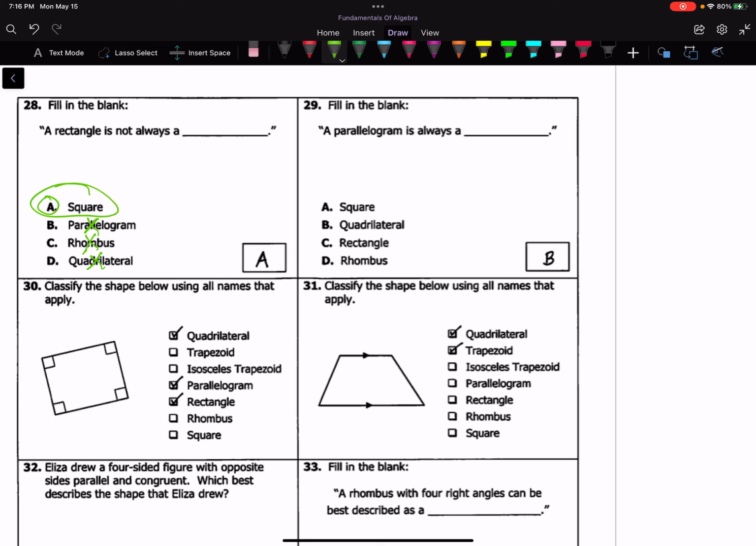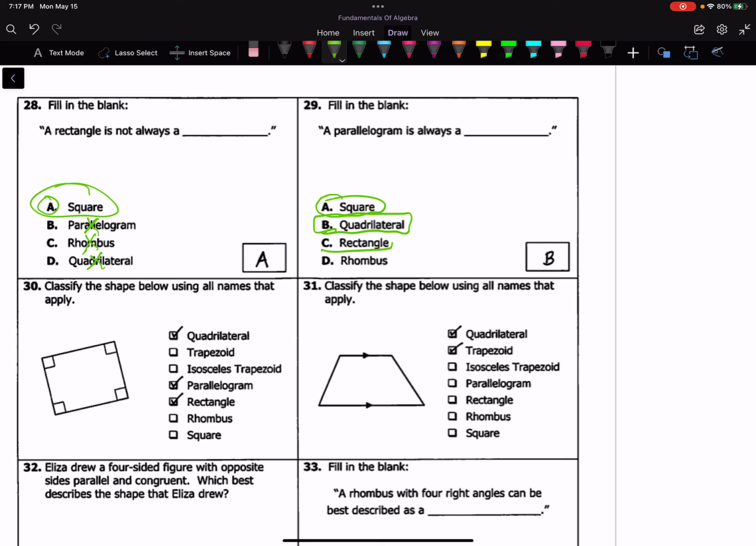A rectangle is not always a square, but it can be. A parallelogram is always what? Is it always a square? Well, it doesn't need to be, but it can be. A square is a parallelogram, but a parallelogram isn't a square. Is it a quadrilateral? Well, yeah, it's always a quadrilateral.